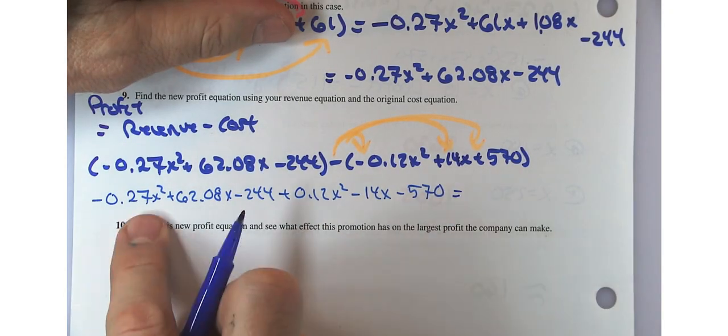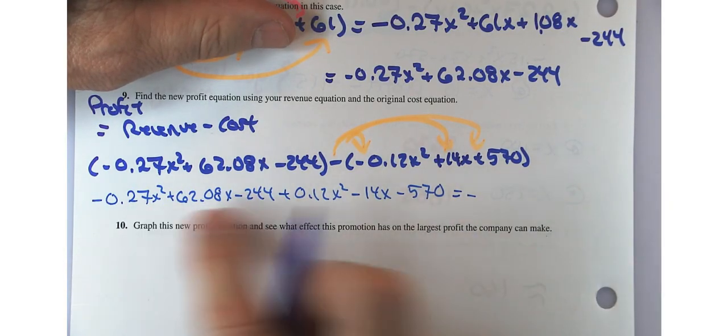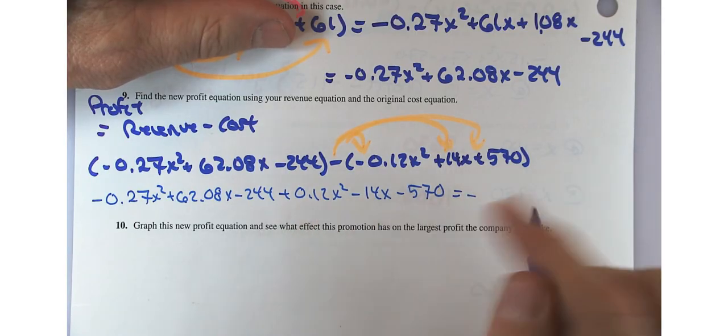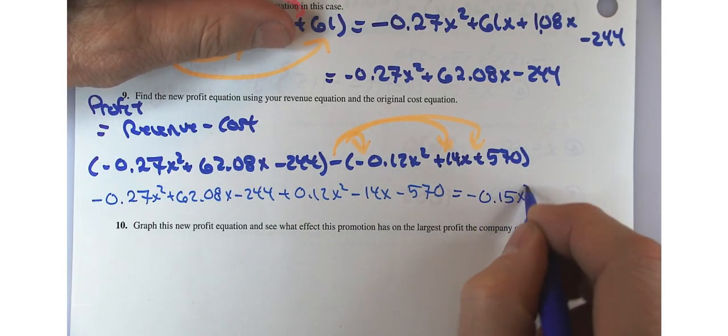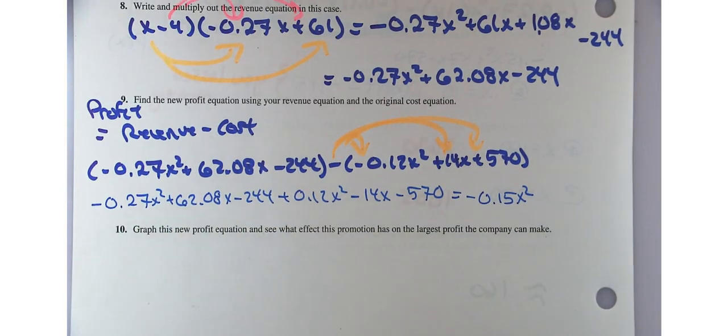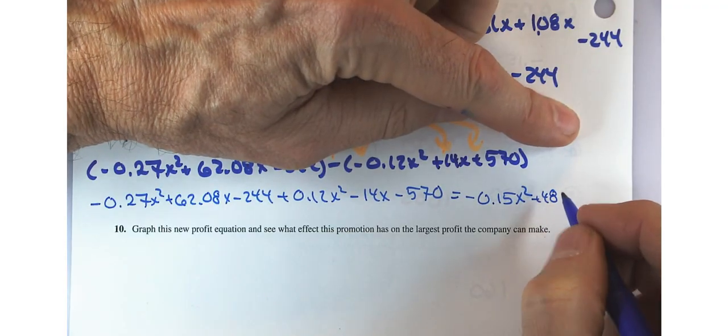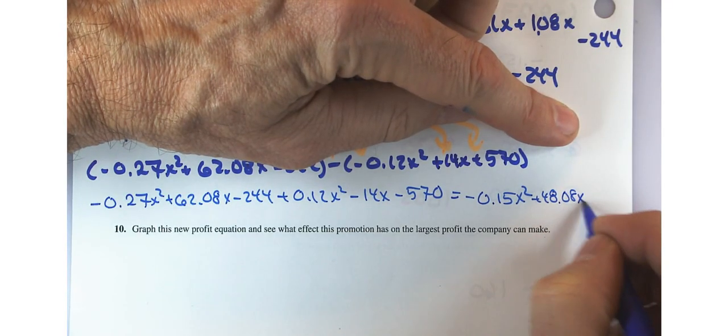equals negative 0.27 and positive 0.12 giving me negative 0.15x squared. Like terms here. Let's see. It's going to be a little different than the last one. So it's going to be what? 48.08? I think that's going to be right. 62.08 minus 14. Yeah, 48.08. x minus your 570.